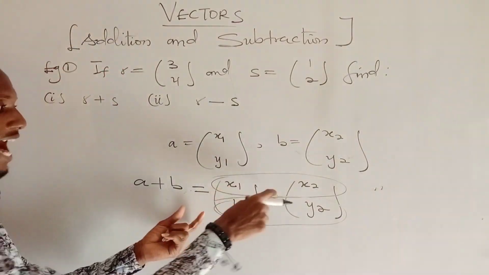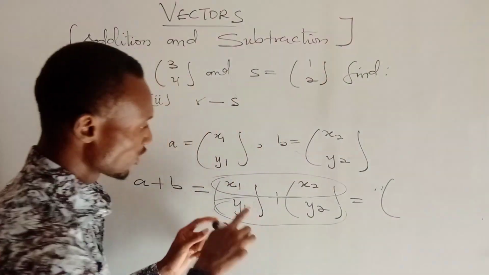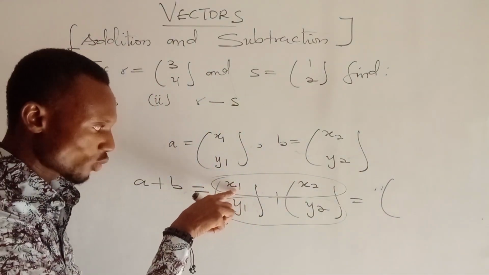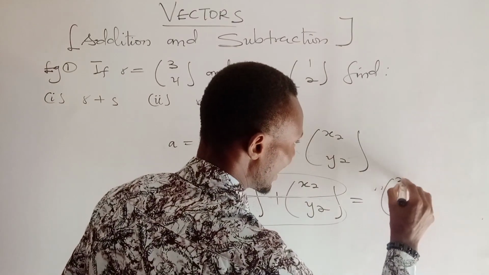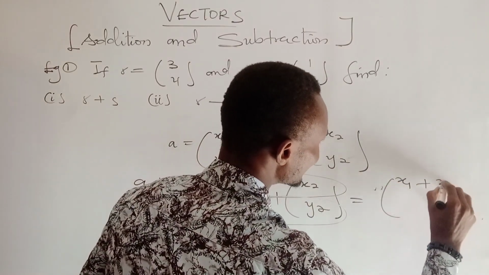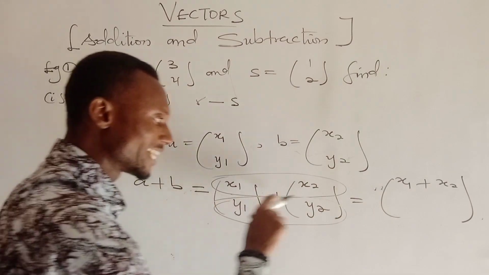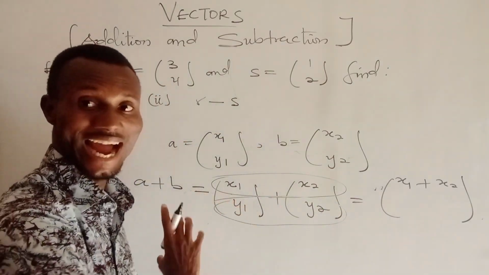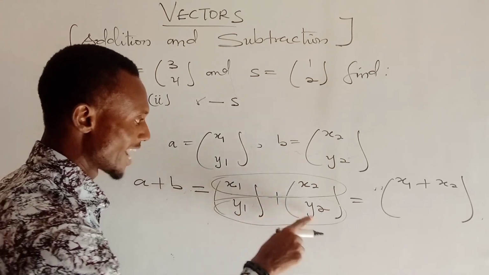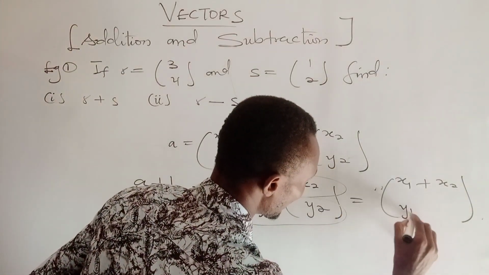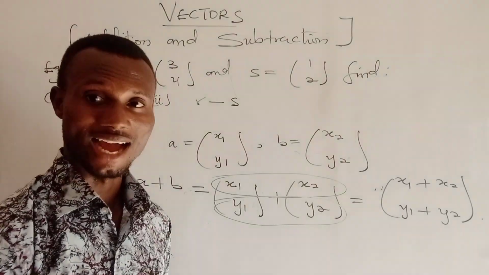So to add this and this, let me bring my equal sign, it is going to be the top value here, S1 plus the S2 which is here. So it will give me S1 plus S2. Then you bring your brackets. Then you add the down ones also. That's us adding the corresponding components. So Y1 plus Y2. And that is our final answer.